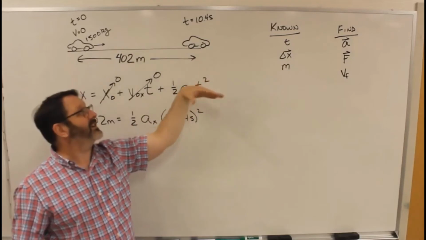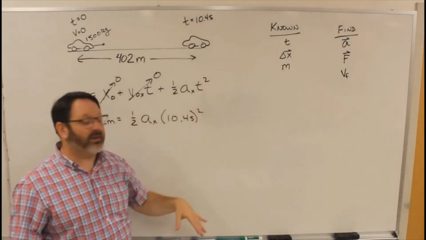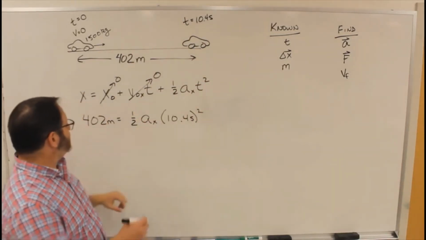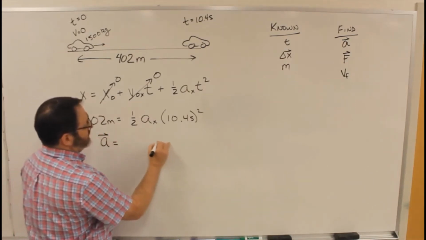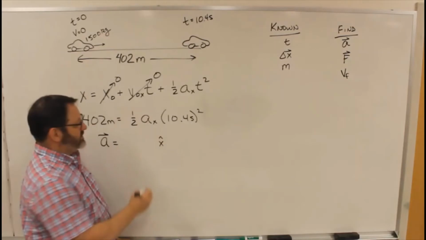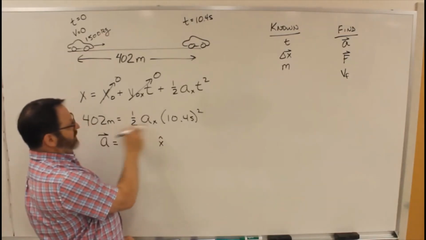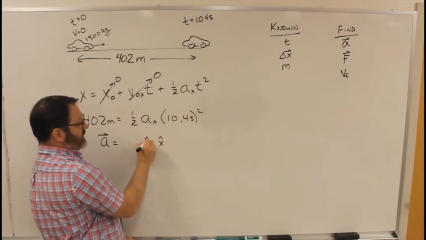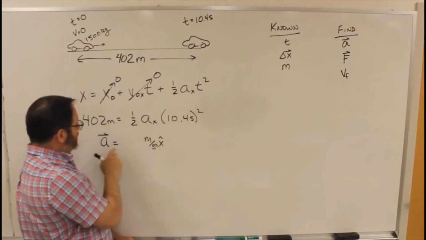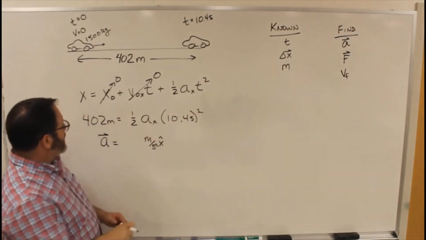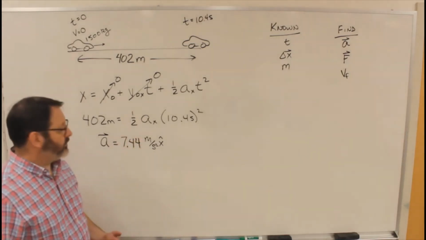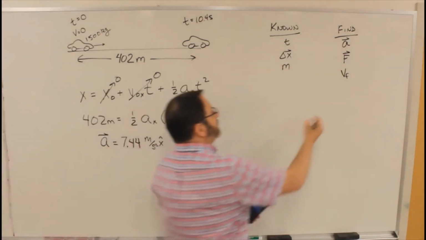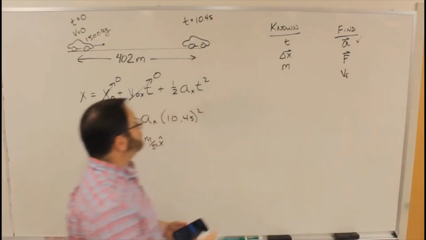There's only an x direction. The car is not flying up off of the road. So this will give us the acceleration vector is something in the x direction. It will be meters divided by seconds squared. So that's good, the units work. So now I just have to do the math on this. 7.44 meters per second squared. So now we've got that.